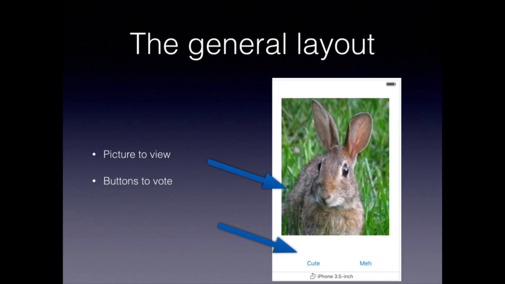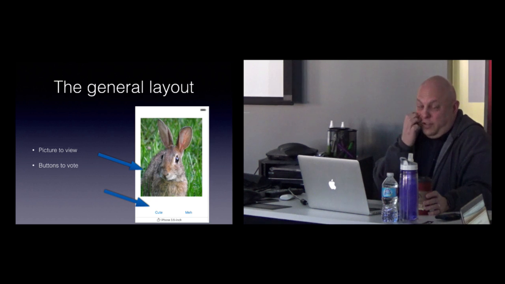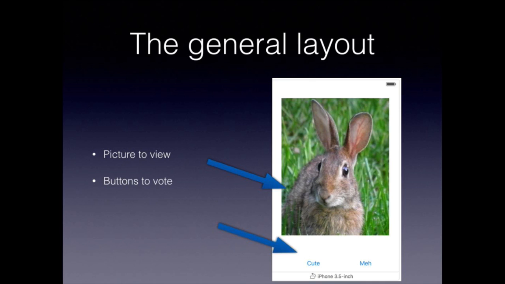So the idea of this is an image view, right? And you all saw what it looks like to lay out an image view on a view controller. And then two buttons. One button for cute and the other one for, well, maybe not so much. And I did warn you that this app was going to be super simple.